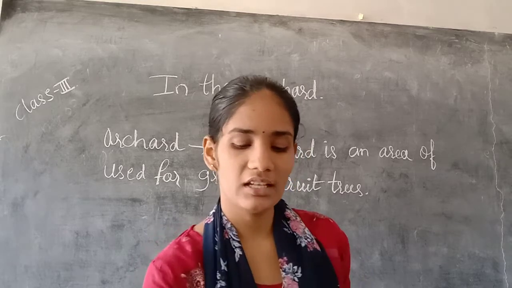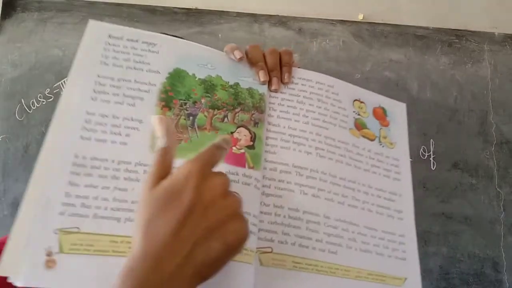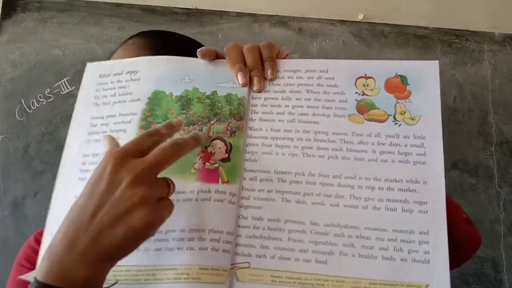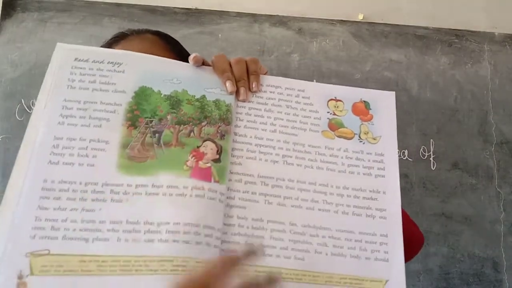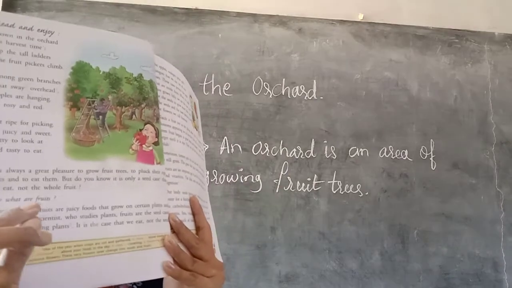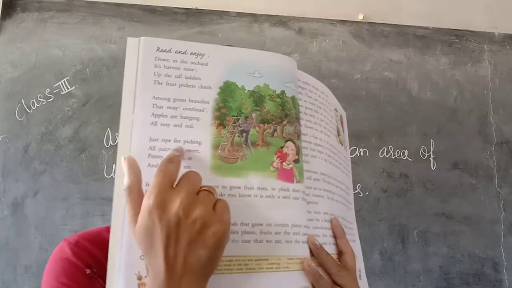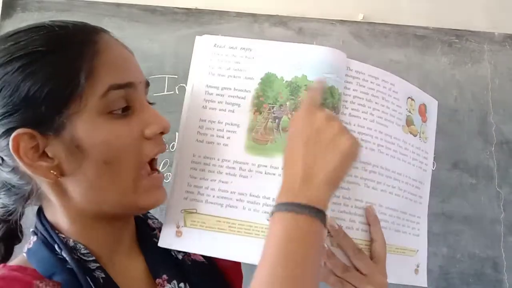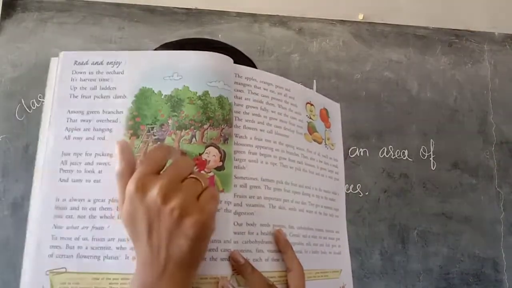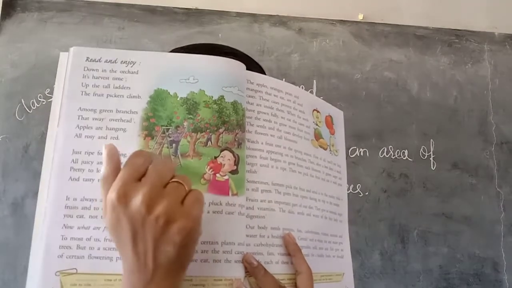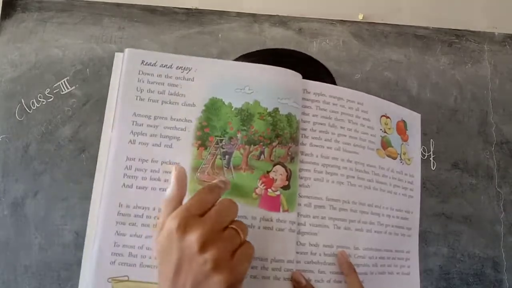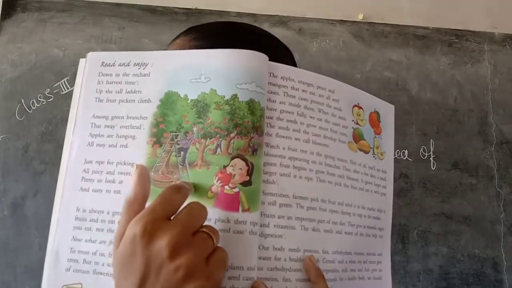So in the orchard, see here students, in this picture we can see they have given a clear picture of an orchard. How the orchard may look, what kind of trees there are in the land. They have given a land. In this area of land, what kinds of trees are there? Yes, there are fruit trees. We can see only fruit trees in that land.